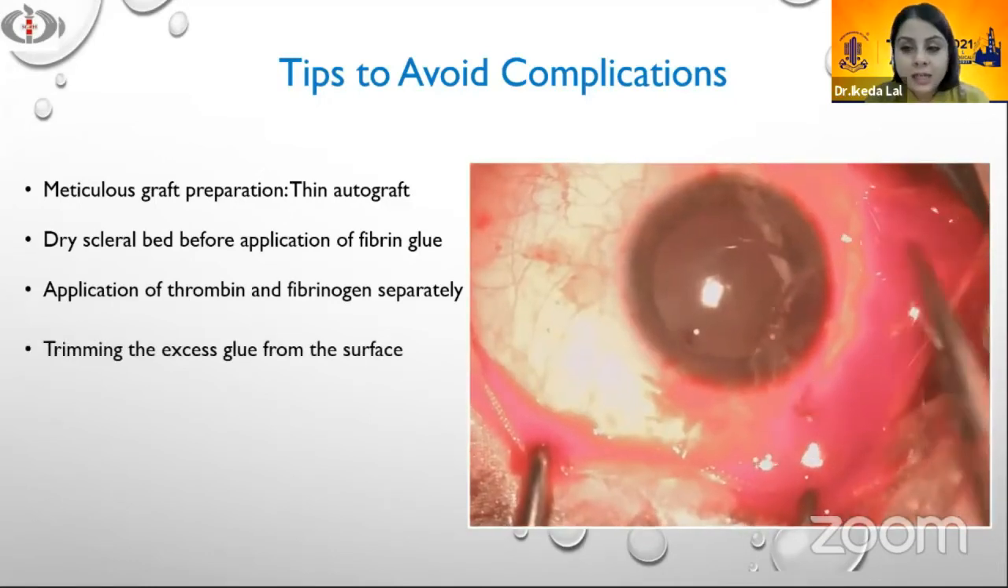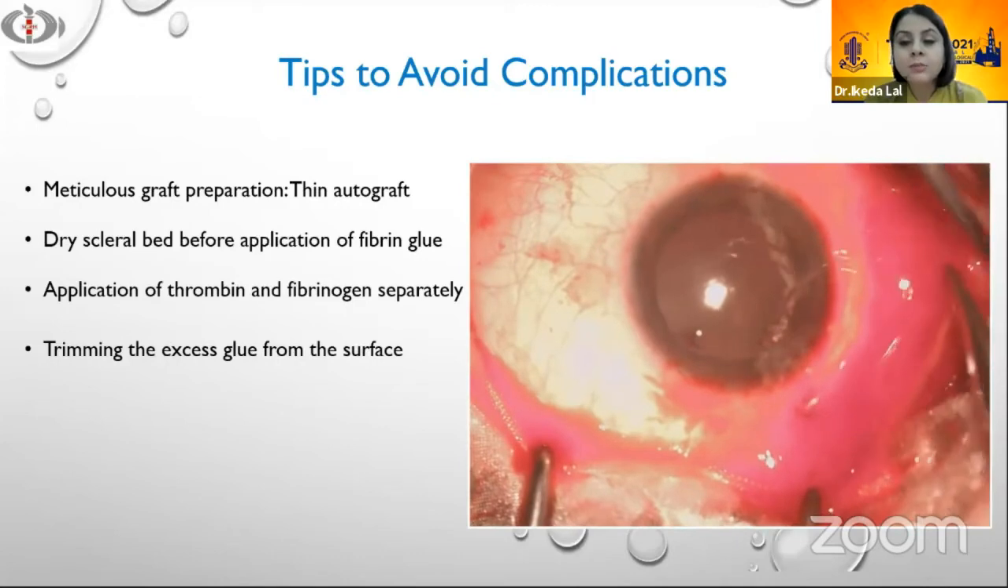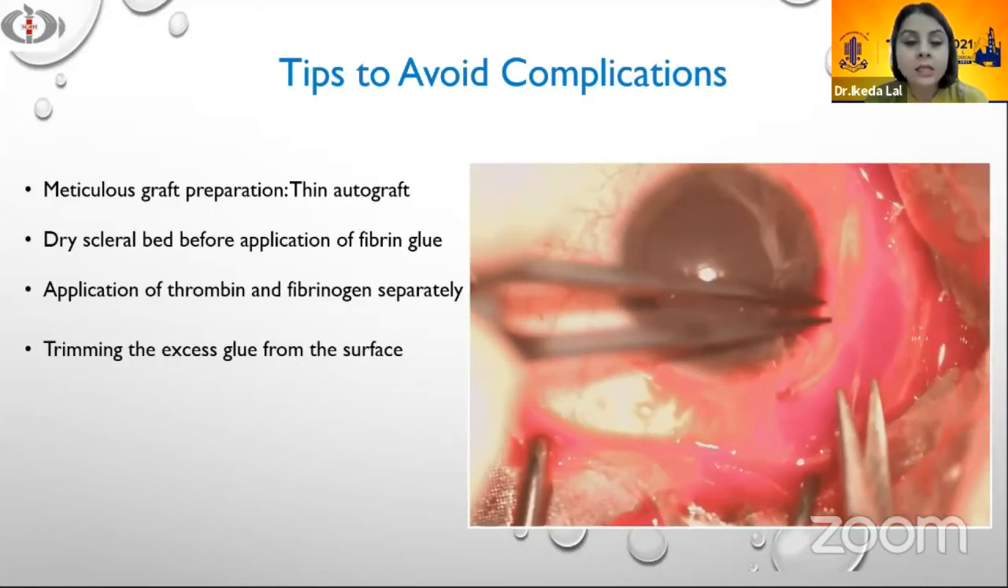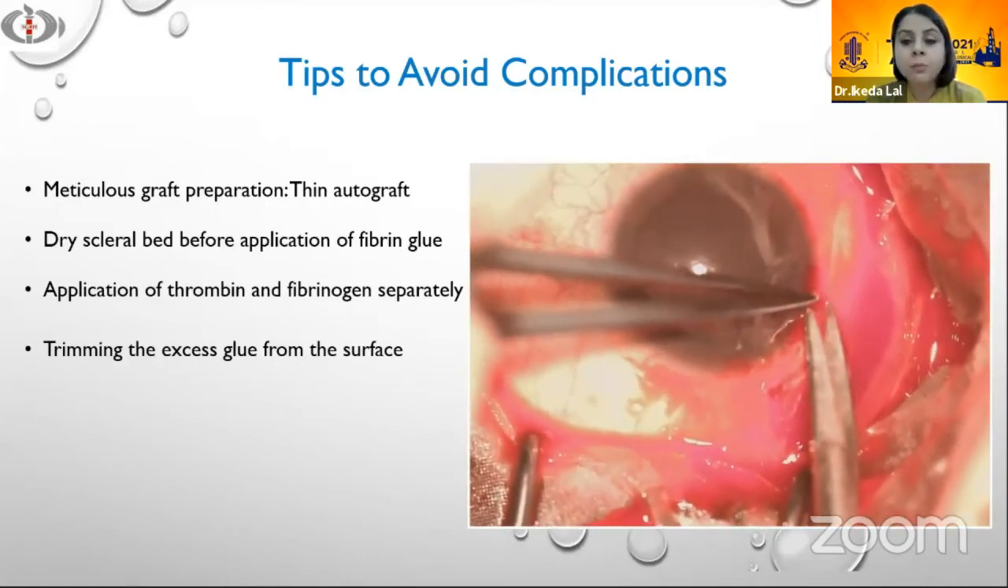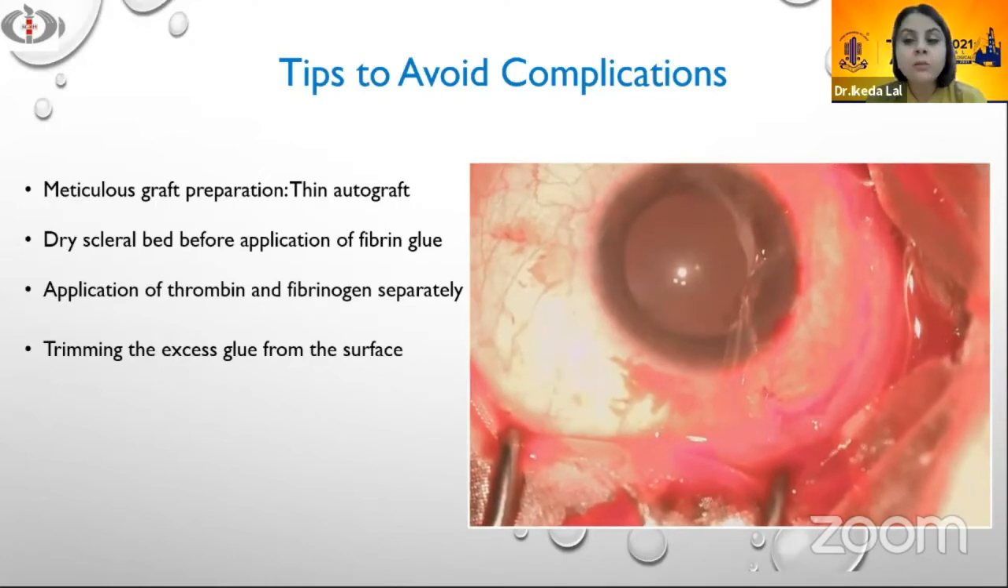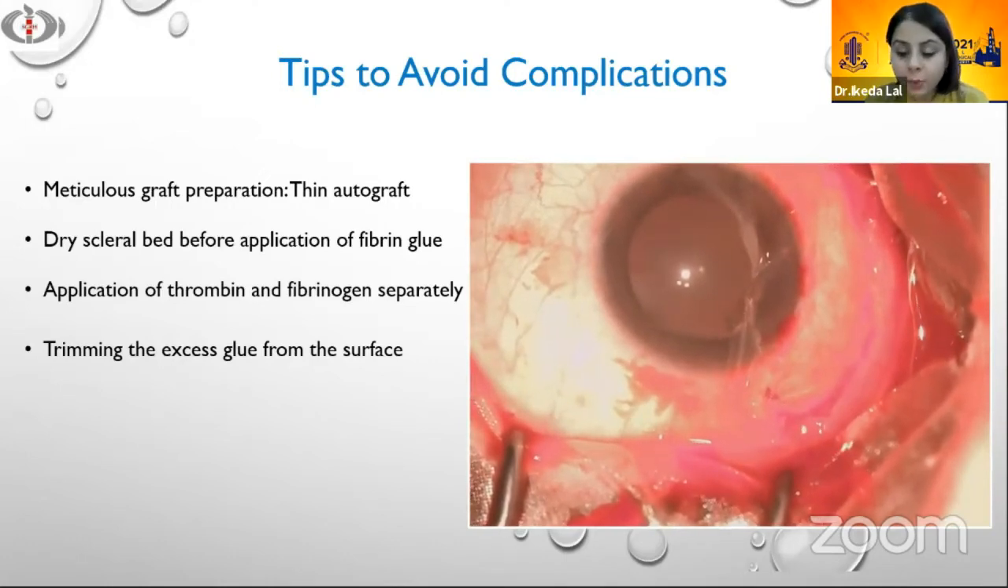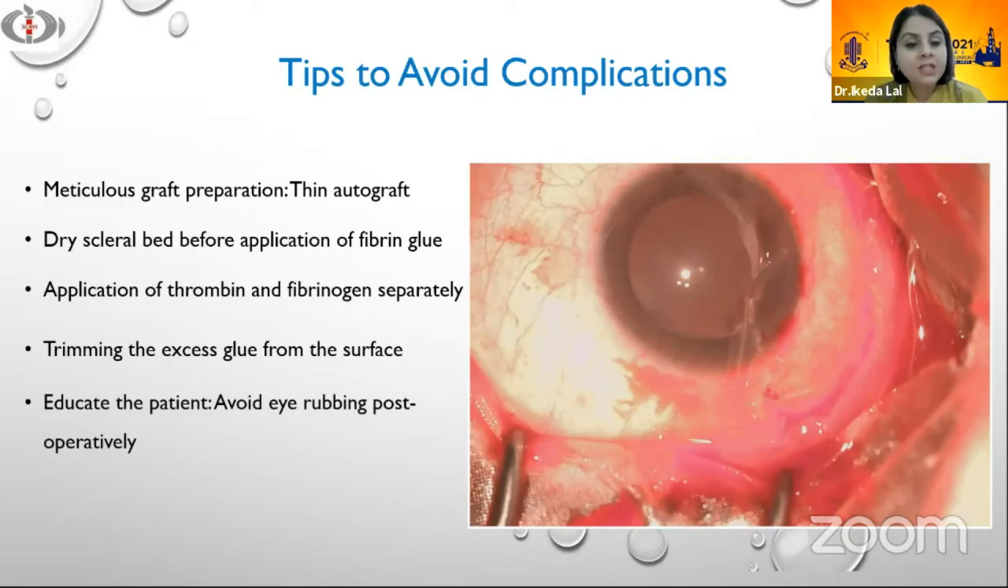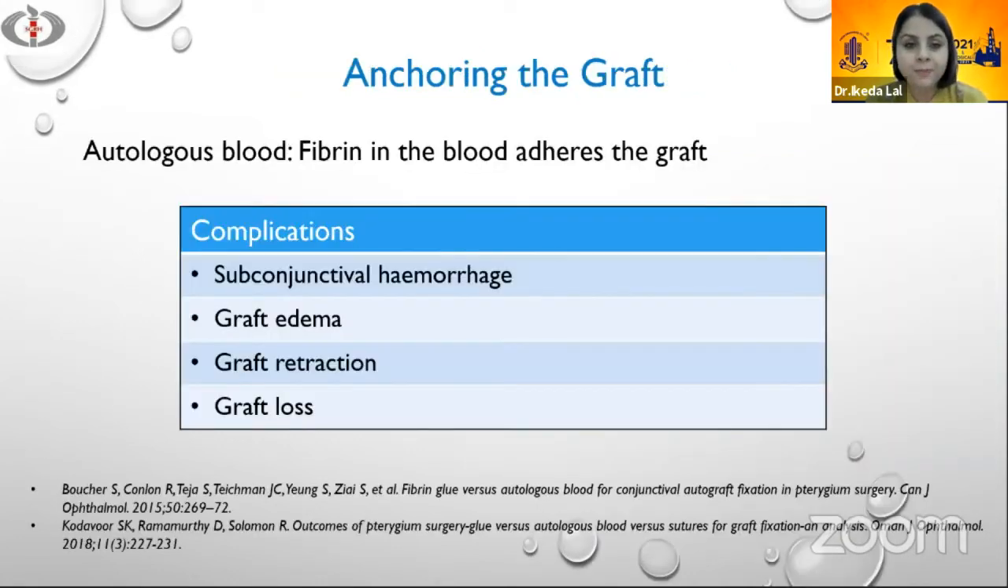Trimming off the excess glue is very important. We can see here that I'm using scissors to trim off this excess glue, because if we don't trim and we remove the wire speculum without trimming the glue, we can actually pull the graft along with it. We must educate our patients and ask them to avoid eye rubbing post-operatively.